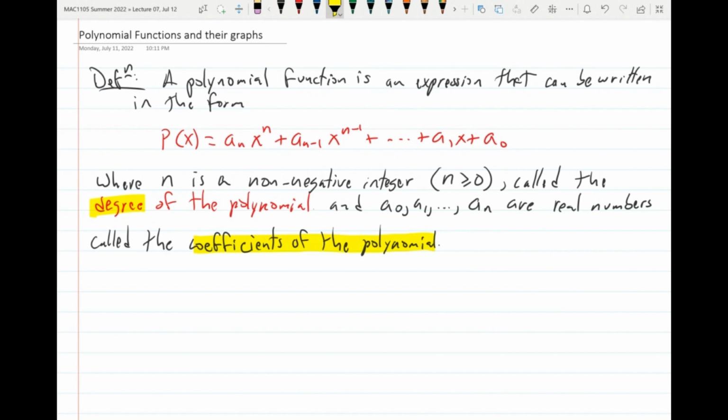Everything else goes down. n minus 1, n minus 2, etc. Okay? So the highest power is whatever this number is, n, and then the number next to that term, the coefficient of that term, is called the leading coefficient. That is an important number. So the real numbers are called the coefficients of the polynomial. a_n is called the leading coefficient.